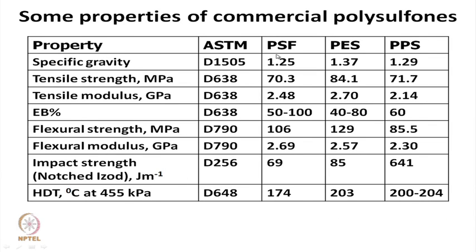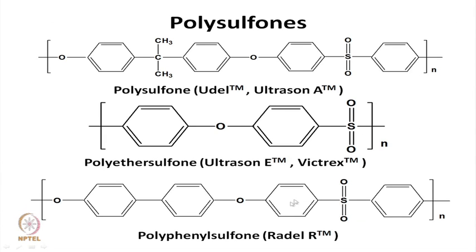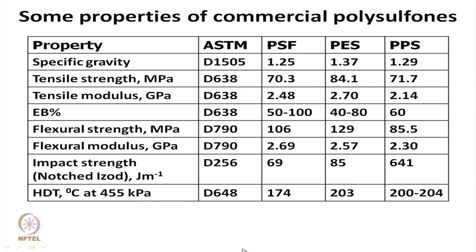So, polysulfone, polyether sulfone, polyphenyl sulfone. In these three polymers, the number of phenyl rings as well as the number of oxygen linkages and ether linkages in the repeat unit of the polymer differs. And let us see their change in properties. Look at the specific gravity. Specific gravity varies from 1.25 to 1.37.